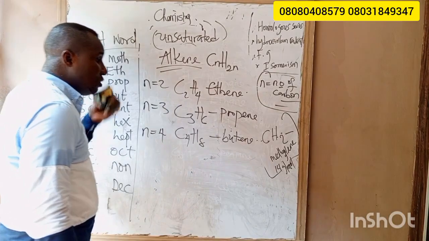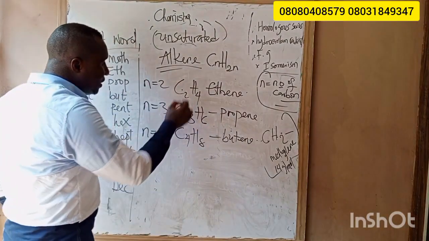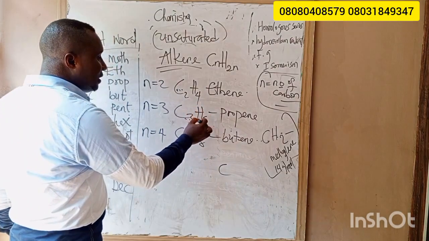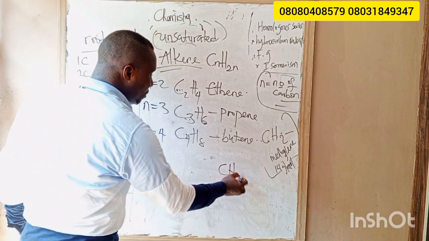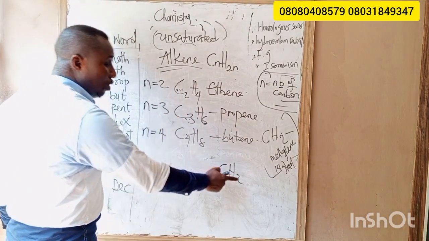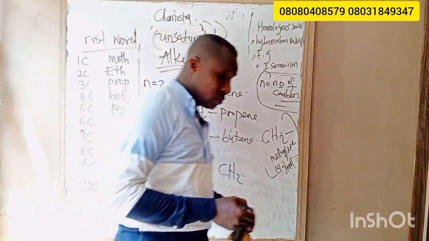And take note, I told you that they form homologous series. Look at the difference between these two. C3 minus C2 will give you C. H6 minus H4 will give you H2. C4 minus C3 will give you C. H8 minus H6 will give you what? H2. Take note of that.